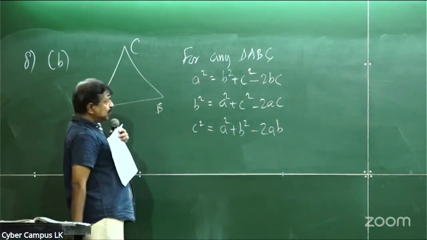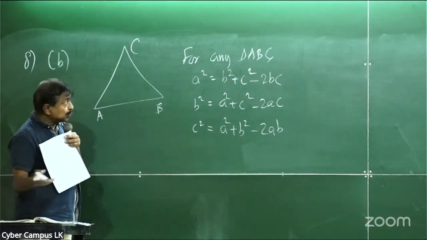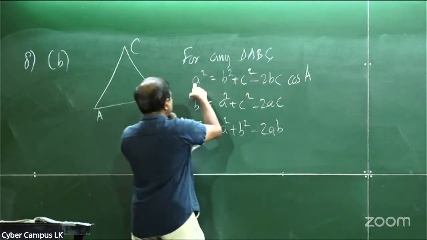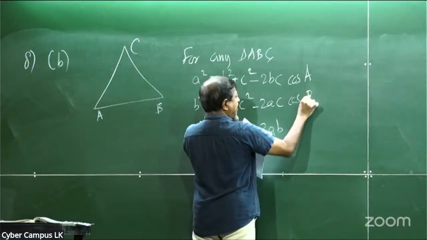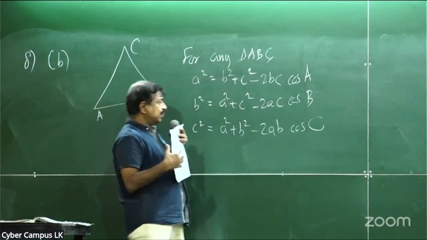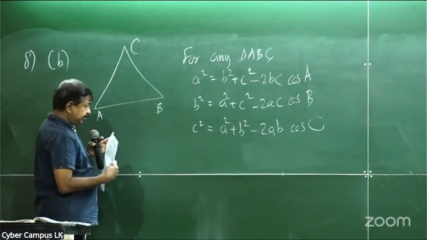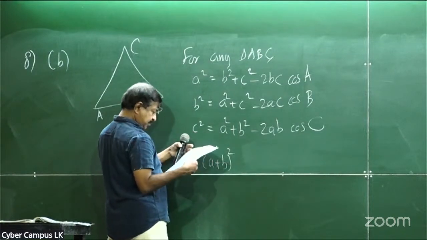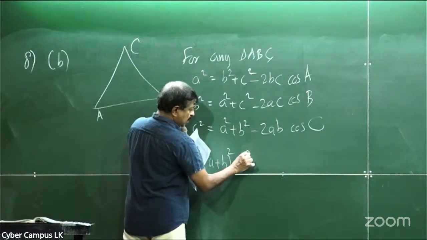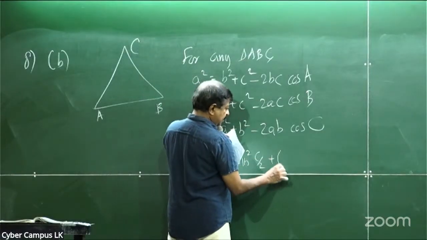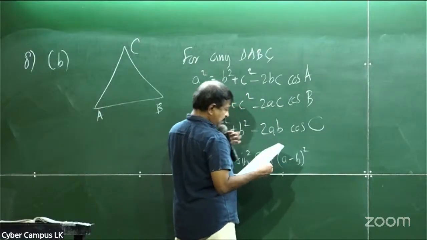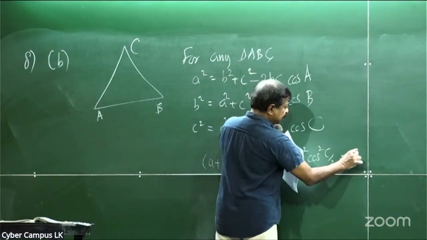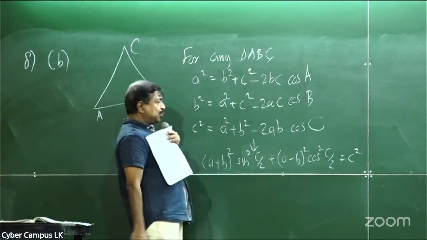Now, there's no reason for this to be called a cosine rule, because cosine is not there. Now, cosine comes at last. This is cosine A, the same thing. Now, we need to show that (a plus b) quantity squared sine squared C over 2, plus (a minus b) quantity squared cosine squared C over 2 is c squared. We have to prove this.